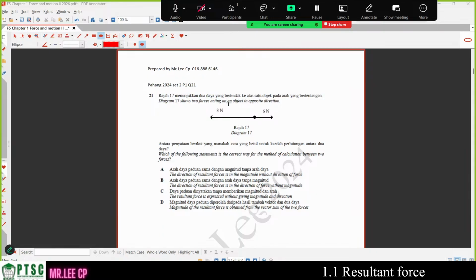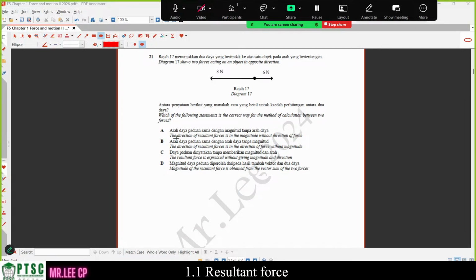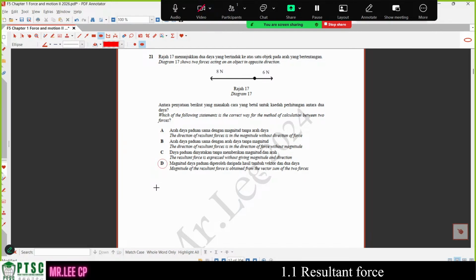All right, so we continue. The diagram shows two forces acting on an object in opposite directions. Which of the statements is correct? The method is to calculate between two forces. The direction of the resultant force is magnitude without the direction of force. The direction of the resultant force is the direction of force without magnitude. The resultant force is expressed without giving magnitude and direction. The magnitude of the resultant force is obtained from the vector sum of two forces or more. Alright, answer is D, from the definition.